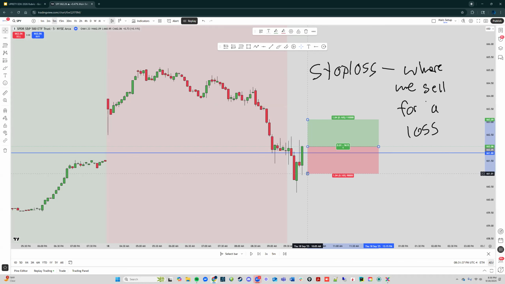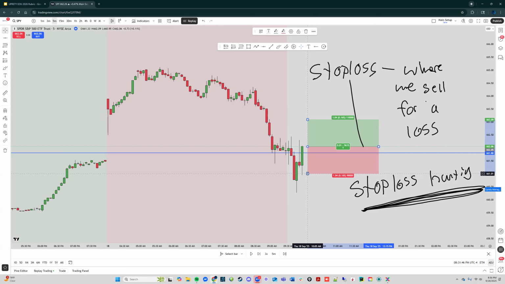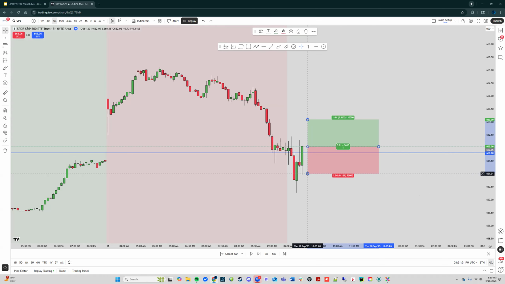A lot of you guys also hear this term called stop loss hunting. I'm sorry to break it to you, but this is not real. Why do you think these billion-dollar hedge funds care about your Robinhood account that has $5,000 and that you're trading 5 SPY contracts? Do you really think you're that important? None of us are that important for them to take a $1 billion position just to hit your 5 contracts. So stop loss hunting is not real.